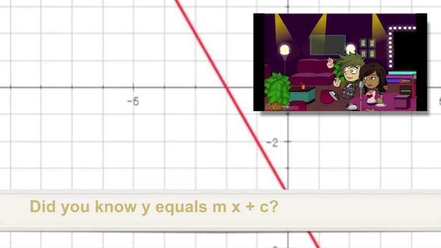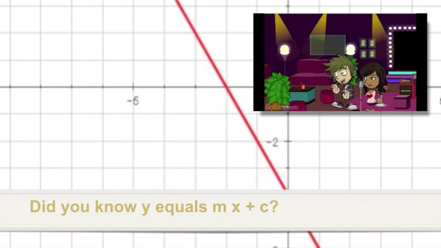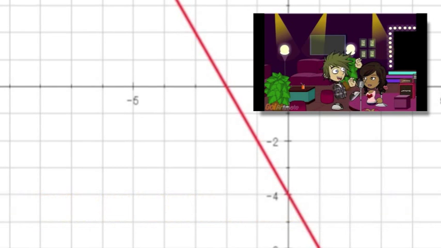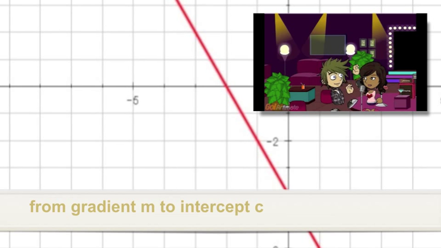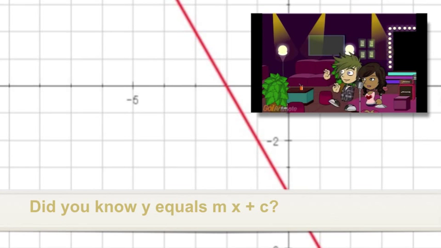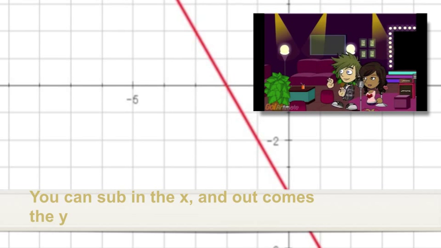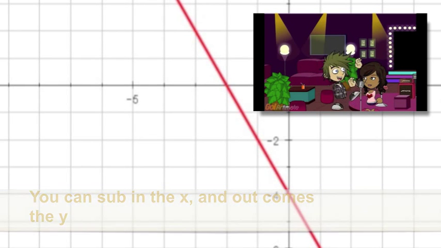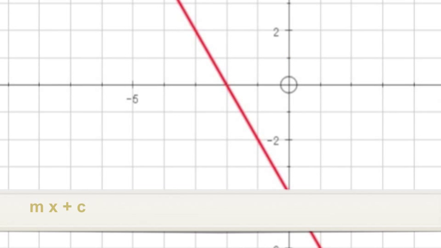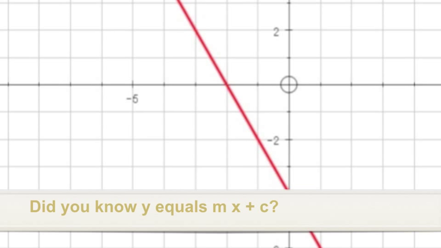Did you know y equals mx plus c? There's everything there, describe how a straight line can be, from gradient M to intercept C. Mx plus c, did you know y equals mx plus c? You can sub in the x and outcome for y, and then plot it time out.